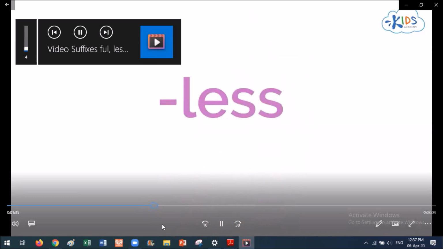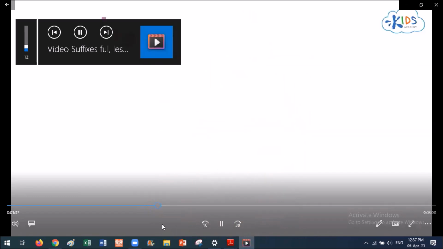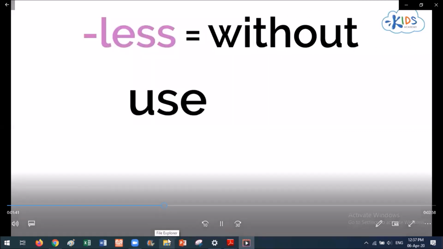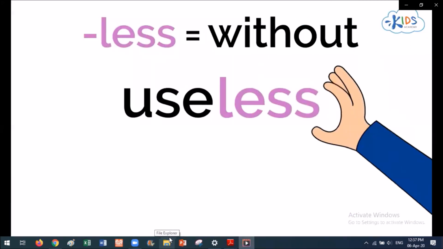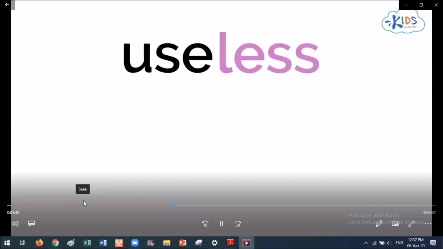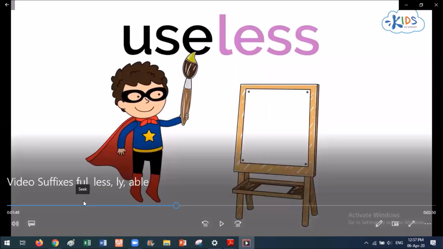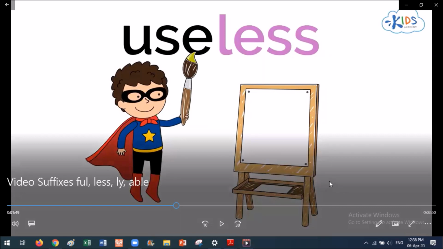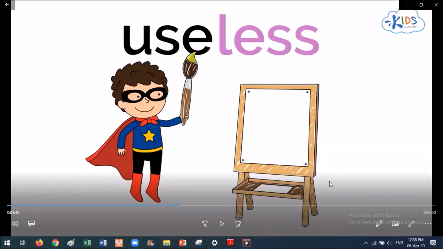Okay, now another suffix is less. This means without. So if we have use and less, that means it's without a good use. Okay, so I have a paintbrush here. Let's see, Mariam. Hello, Mariam. Is a paintbrush useful or useless for painting?